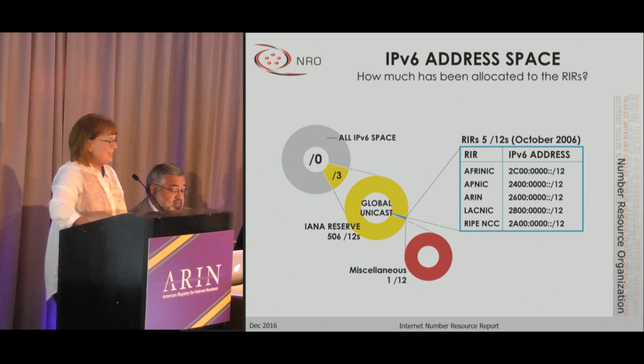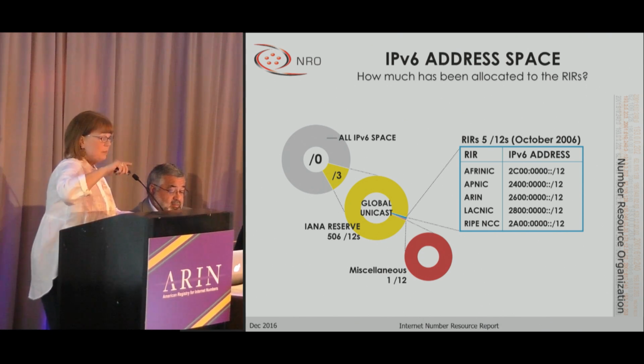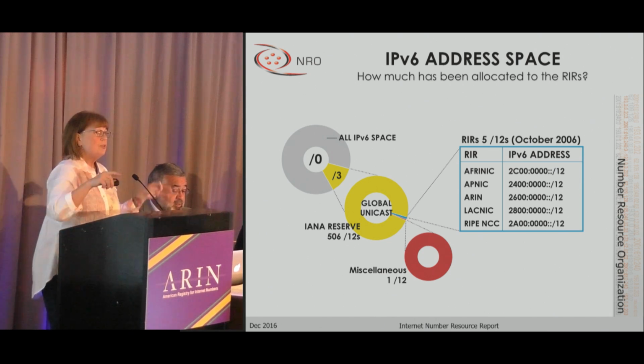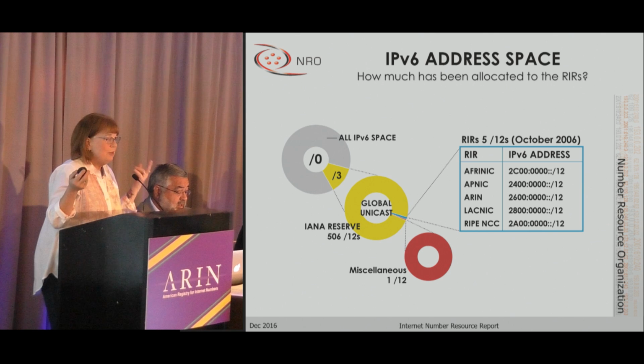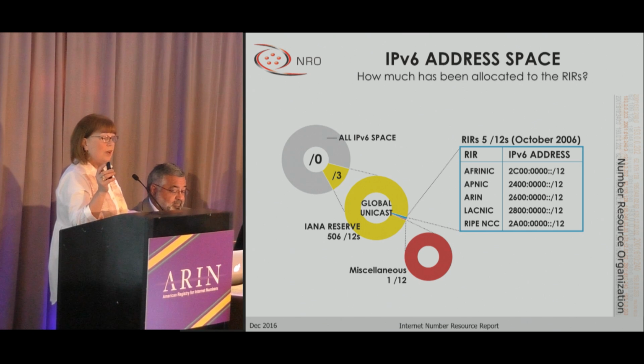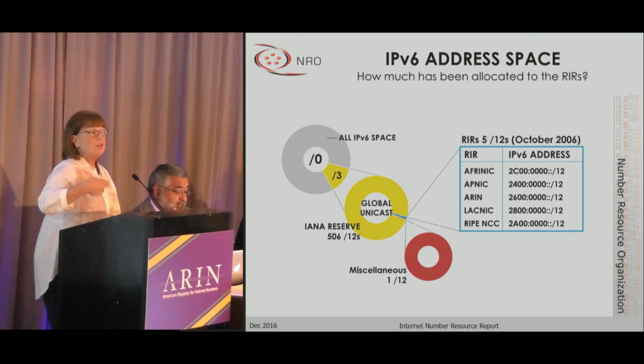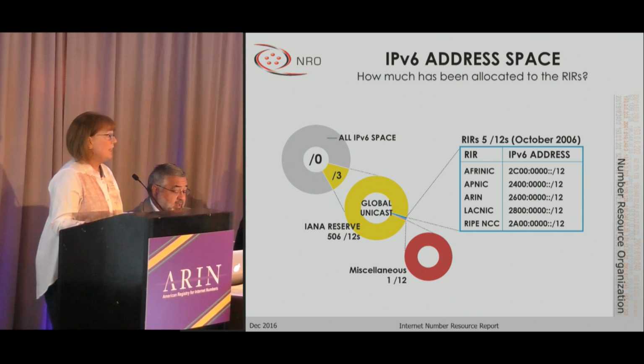This is the IPv6 address space. It's the total pool /0. A /3 has been broken out as global unicast space for the IANA to issue to the 5 RIRs. There's 506 /12s left in the global unicast space. 1 /12 was sort of set aside for technical purposes, documentation, miscellaneous purposes. And then each of the 5 RIRs received a single /12 in October of 2006. And all of us are still working from that original /12, 11 years later. I think some of us are probably able to qualify under the global policy for additional space, but none of us have gone back yet to the IANA.